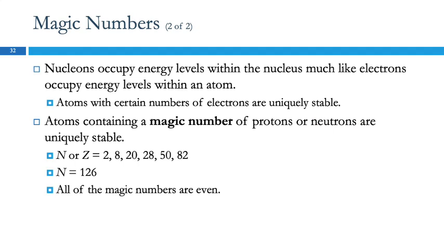So nucleons occupy energy levels, a lot like electrons do. And just like atoms with certain numbers of electrons are especially stable, like the noble gases, right? 2, 10, 18, 36, 54, 86 electrons. Those are especially stable. Those elements are almost unreactive. There are some numbers similar to that for nuclides that are uniquely stable. These are called magic numbers. You do not need to know these magic numbers. If the number of neutrons or the number of protons is 2, 8, 20, 28, 50, or 82, it's an especially stable nuclide. If N is 126, too. And notice that all of the magic numbers are even.